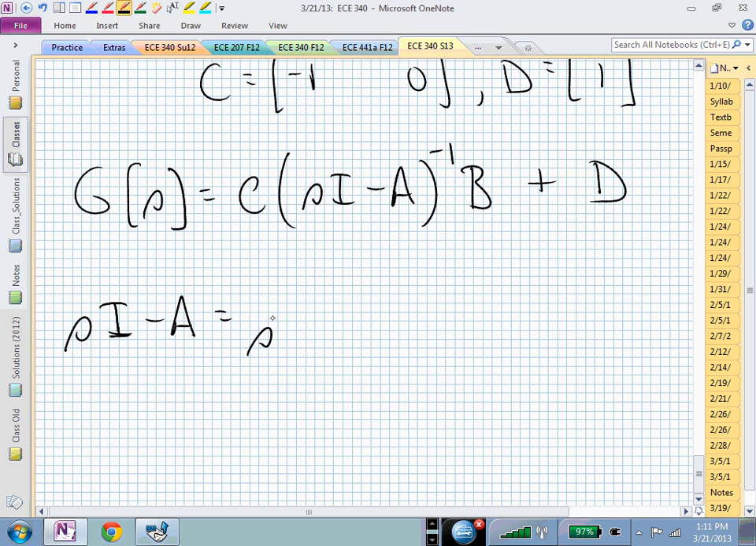S is our frequency variable. How big is I? I is the identity matrix. It's compatible dimensionally with A. There's SI. And now we need to subtract the A matrix, which was minus 1.5, 0.5, 1, and minus 1.